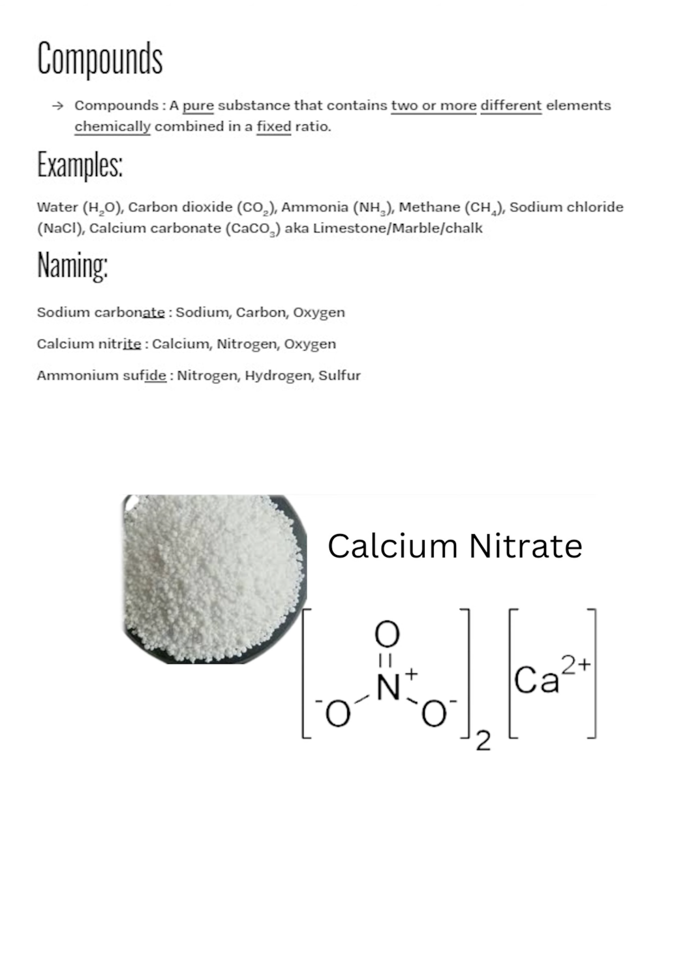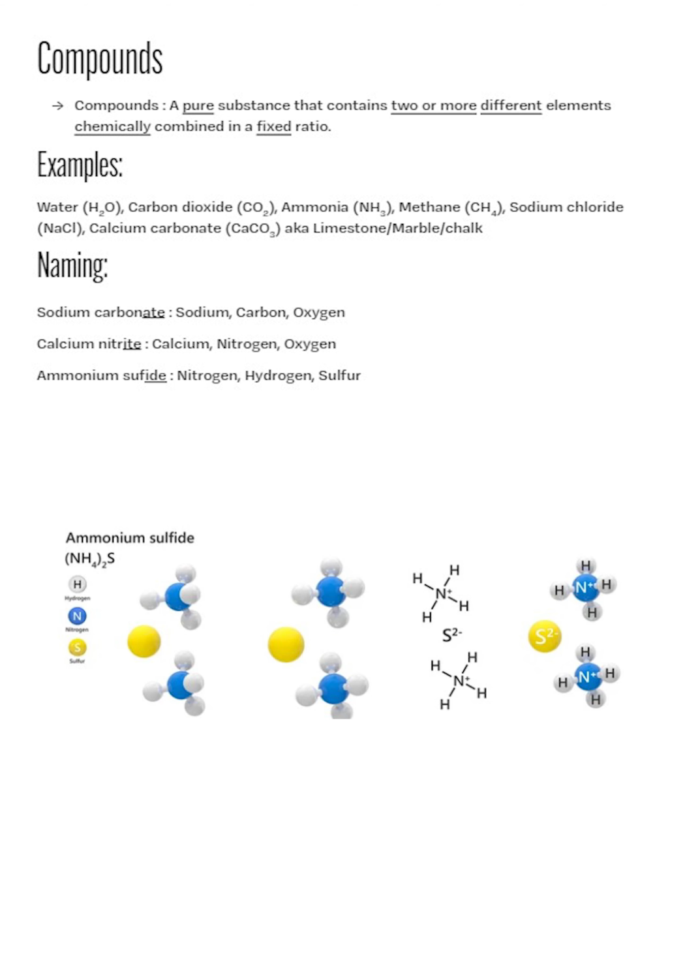Calcium nitrite contains calcium, nitrogen, and oxygen. Note that the name nitrite ends with the letters I, T, E. Thus, oxygen is also present in the compound. Ammonium sulfide contains nitrogen, hydrogen, and sulfur only. Note that the name sulfide ends with the letters I, D, E. Thus, no additional oxygen is present.